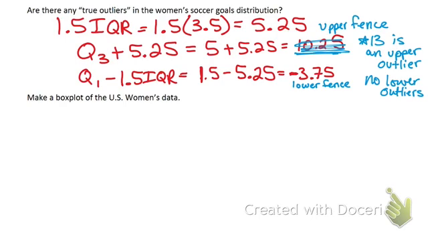All right, we're going to now make a box plot of this data. Are we ever going to use that lower fence again? Never. Never, ever, ever. We're done with it. It did its job, okay? Make a box plot. Here we go. Step 1, we're going to make a number line.